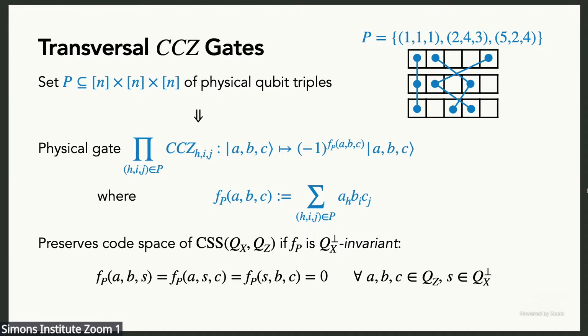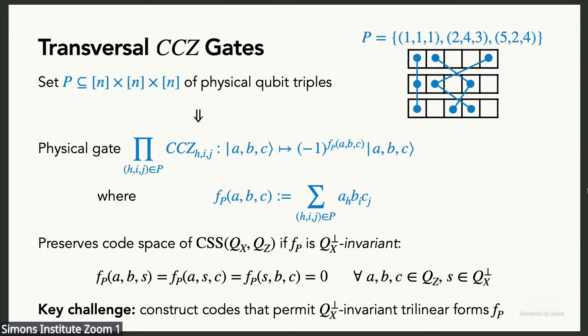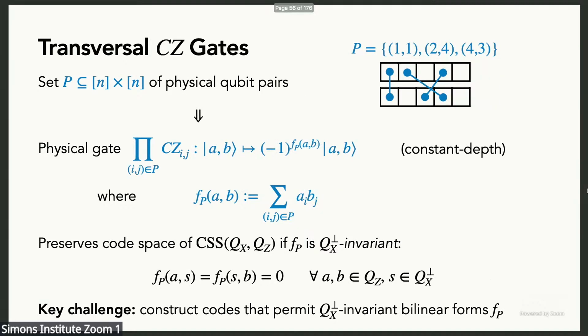If FP is QX perp invariant, then this physical CCZ gate on all triples in P preserves the code space, so we can say that this is a transversal CCZ gate, as long as it's a constant depth circuit. So our key challenge will be to construct codes that permit QX perp invariant trilinear forms FP. Of course, we want this to be constant depth, right? It'll sometimes be helpful to talk about just the CZ case, because it's easier to draw 2 things than 3 things, and all these definitions go through for CZ as well.